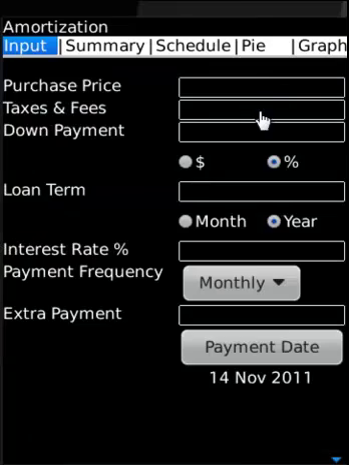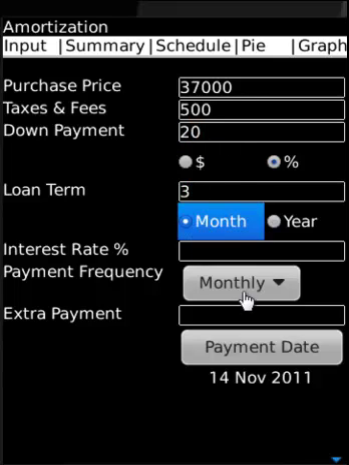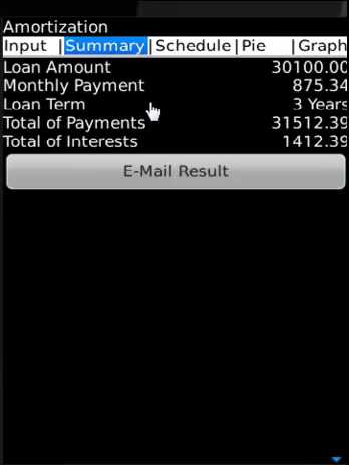Now let's take a look at amortization. Purchase price, fees, down payment, loan term, interest rate, percentage. Okay, so after we enter the data, we can hover over to summary.